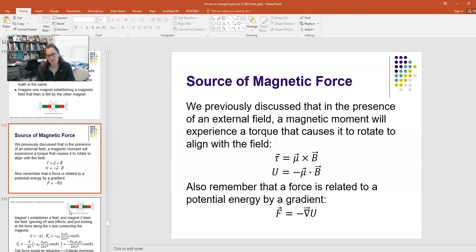Today we're going to talk about how you can get a force from a potential energy. Remember, this is from our very first semester of physics, right? The force is minus the gradient of the potential energy. So we're going to take this potential energy equation, U is equal to minus μ dot B, and see what force shakes out of that.